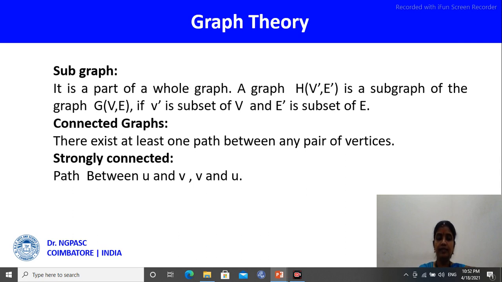Connected graphs. In a connected graph, there exists at least one path between any pair of vertices. Then the graph is called a connected graph. For directed graphs, there are three types: strongly connected, weakly connected, and unilaterally connected. Strongly connected means there exists a path between U to V and also V to U.